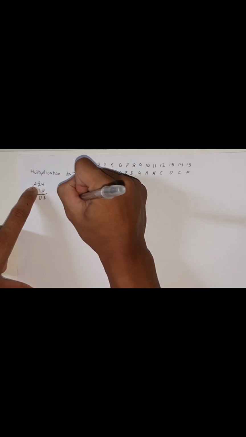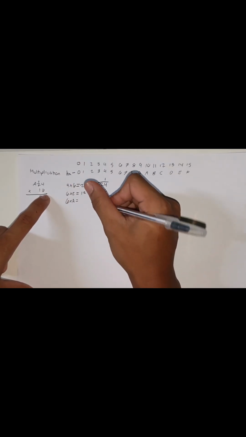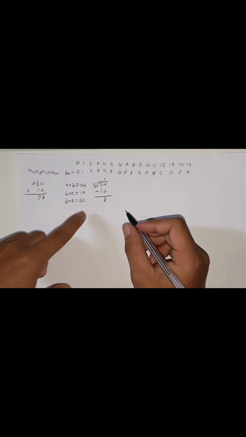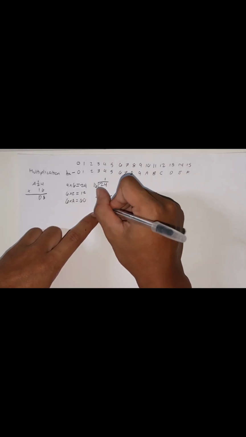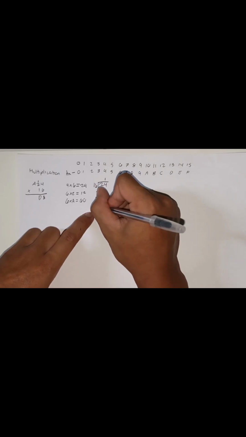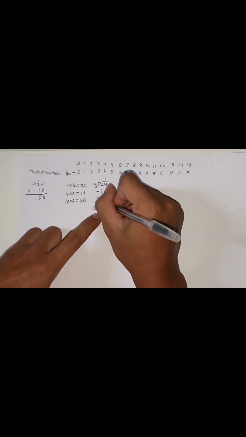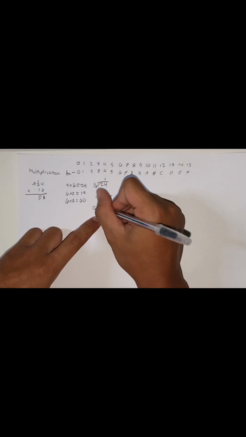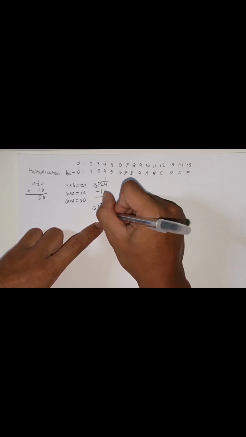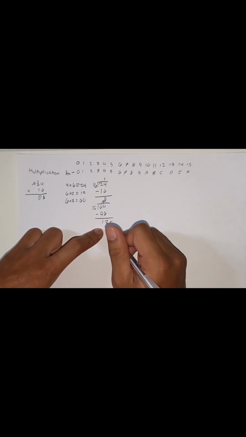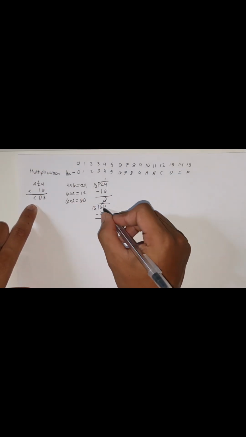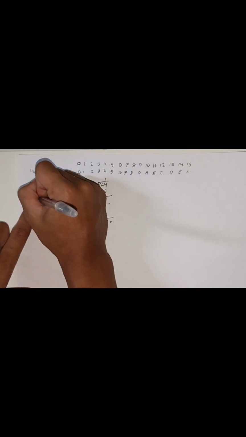And then 6 times A. So 6 times A is equal to 60, and 60 is more than 16, so we need to divide it and repeat the process. 60 divided by 16 is 3. 3 times 16 is 48, and 60 minus 48 is 12. So this is the remainder. 12 in hexadecimal is C. So write the C and carry the 3.